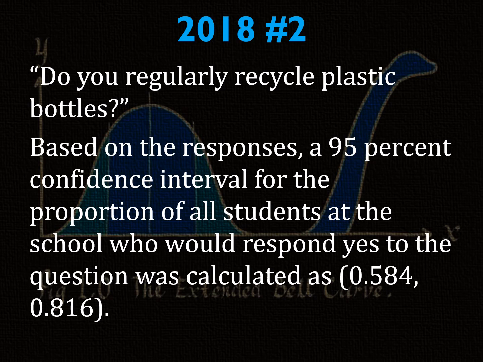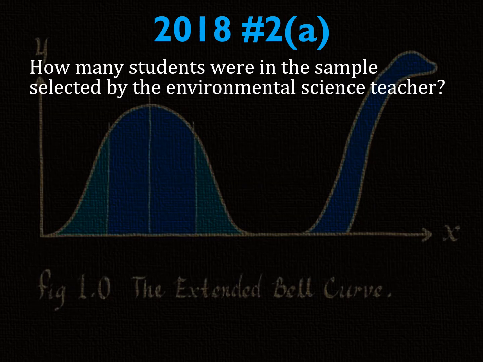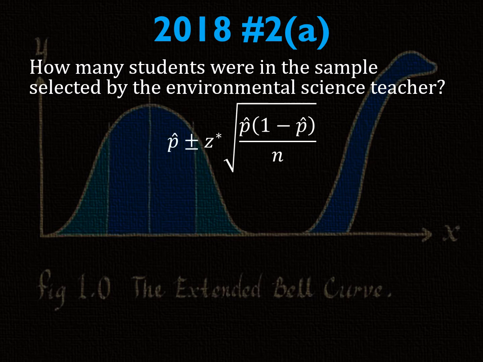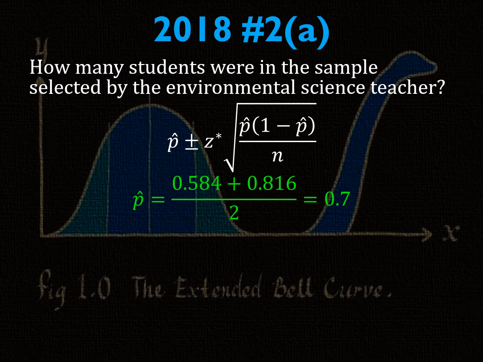Based on the responses, a 95% confidence interval for the proportion of all students at the school who would respond yes to the question was calculated as 0.584 to 0.816. Part A, how many students were in the sample selected by the environmental science teacher? So here is the formula for a confidence interval. Now you know the p-hat has to be in the smack dab middle of the interval. So to find that point, you're going to take the average of the 2 endpoints. So 0.584 plus 0.816 divided by 2 tells you that p-hat, your sample proportion, was exactly 0.7.